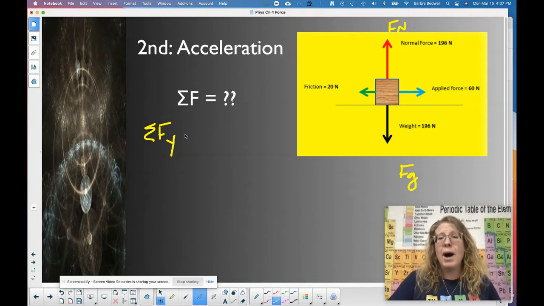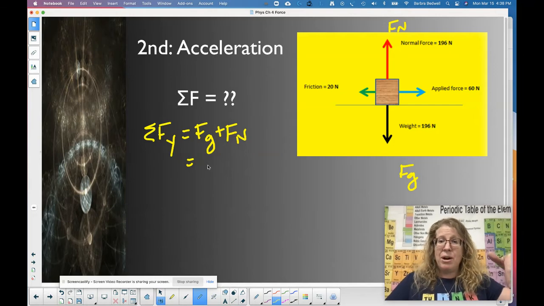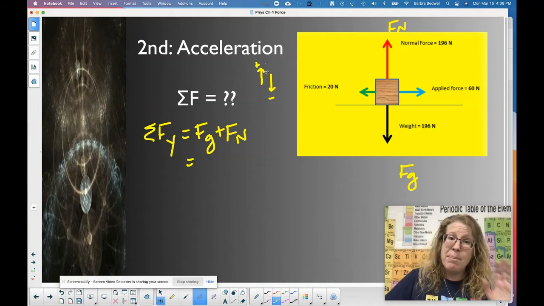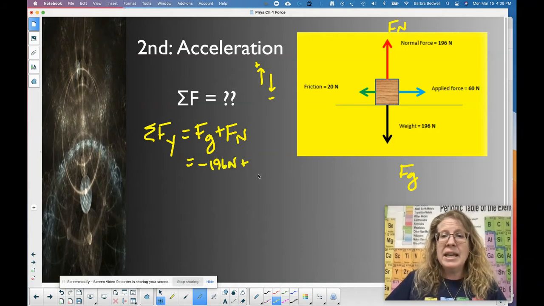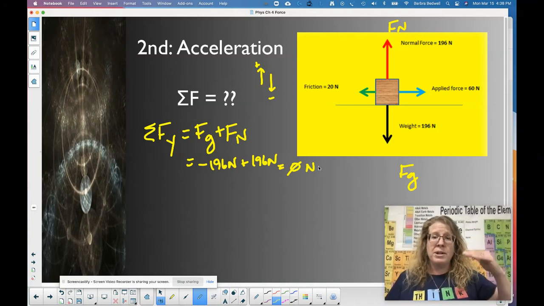The net force in the y direction is equal to the normal force and the gravitational force added up. You add them up. That's what sum means, right? Well, what are these? Fg is down, so typically we would say that direction's negative and that direction's positive. That's a typical way that we would do this. So Fg is actually negative 196 newtons down, and Fn is positive 196 newtons up, which again equals 0 newtons. Net force vertically, it's not moving up or down at all. Its net force in the vertical dimension is 0.